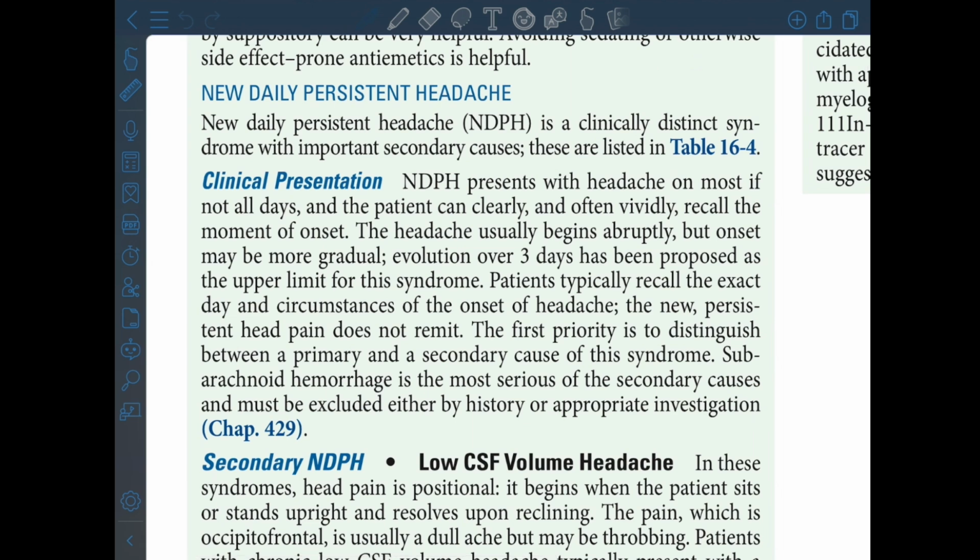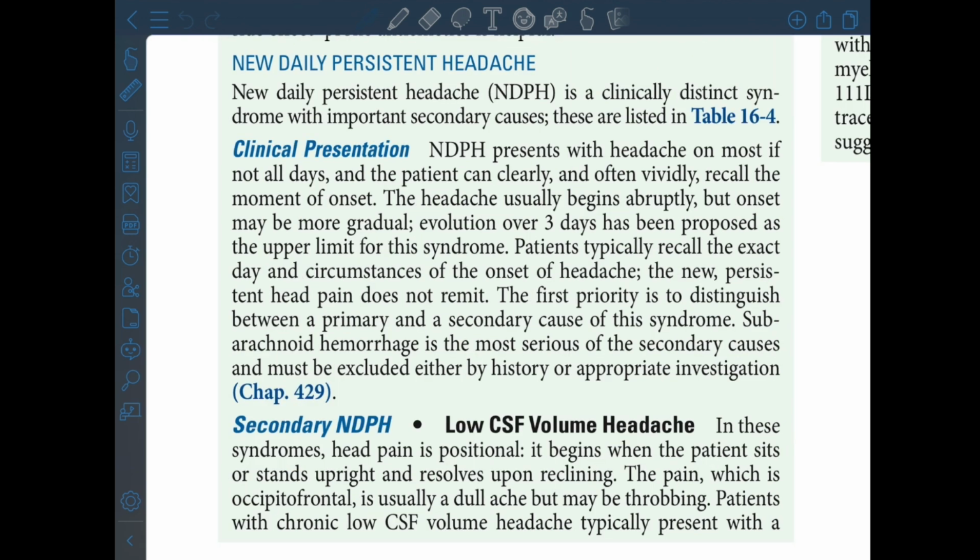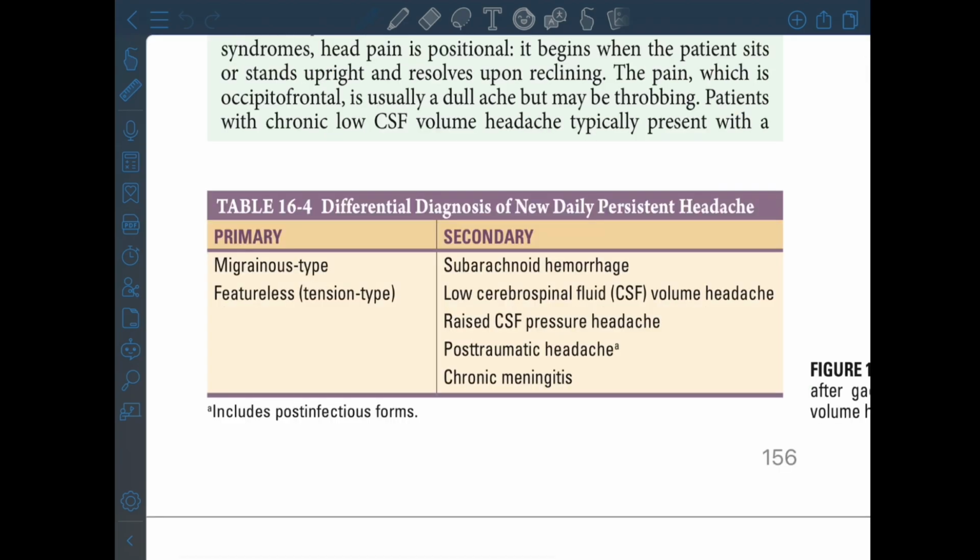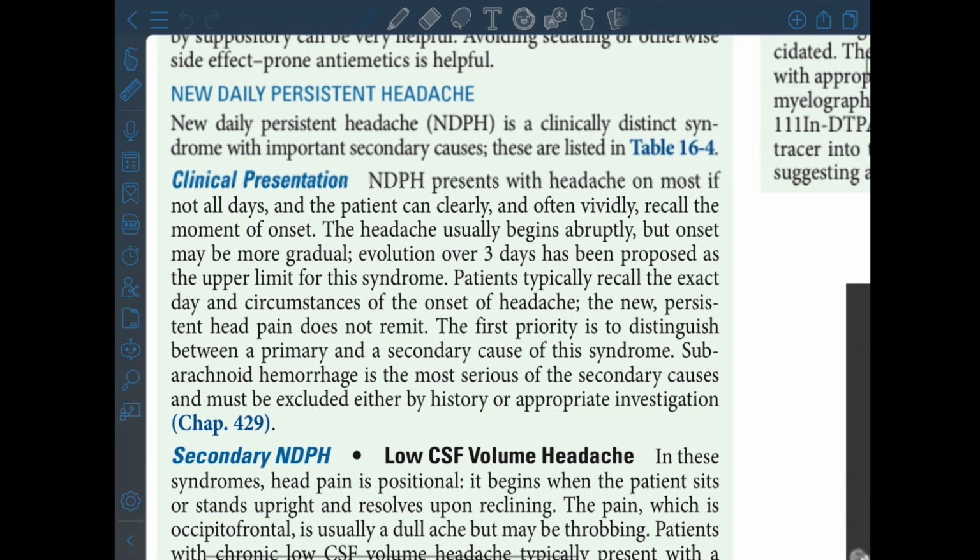New daily persistent headache. New daily persistent headache (NDPH) is a clinically distinct syndrome with important secondary causes. Differential diagnosis of new daily persistent headache. Primary: migrainous type, featureless, tension type. Secondary: subarachnoid hemorrhage, low cerebrospinal fluid volume headache, raised CSF pressure headache, post-traumatic headache, and chronic meningitis.